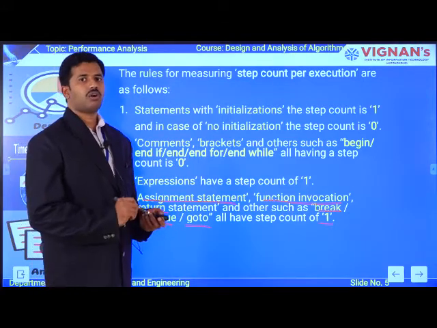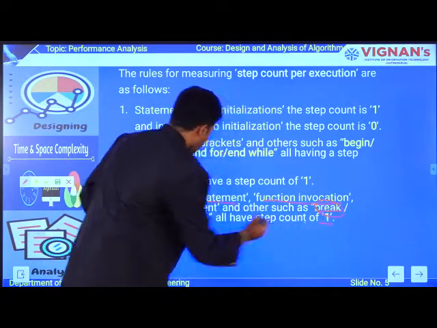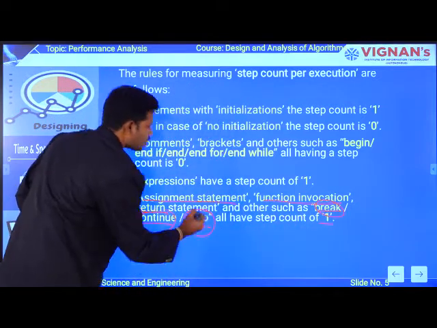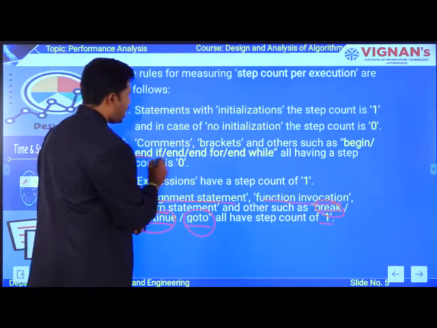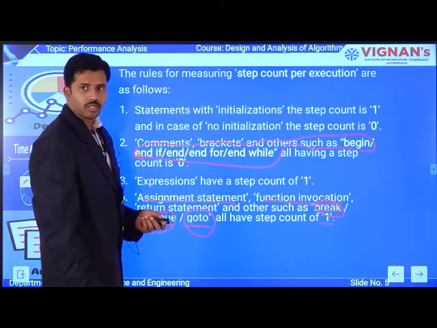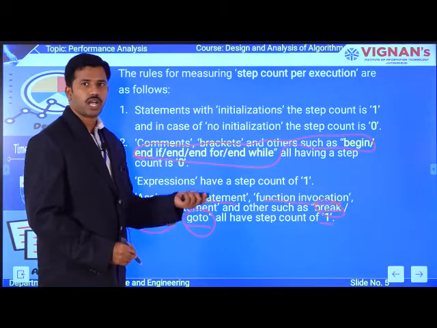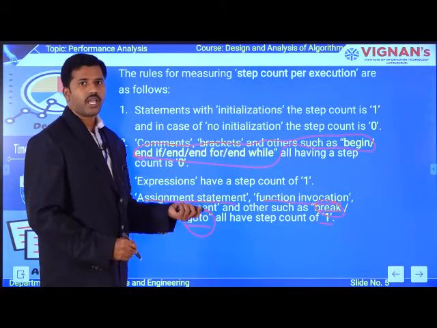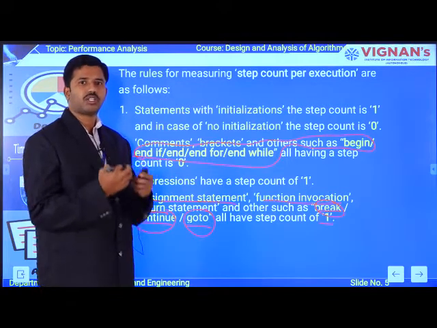Now you can ask a doubt: why for these three keywords only is the value 1? As I said previously, why for the other keywords is the value 0? Because here you have keywords like break, continue, as well as goto. These keywords change the behavior of the execution of an algorithm.